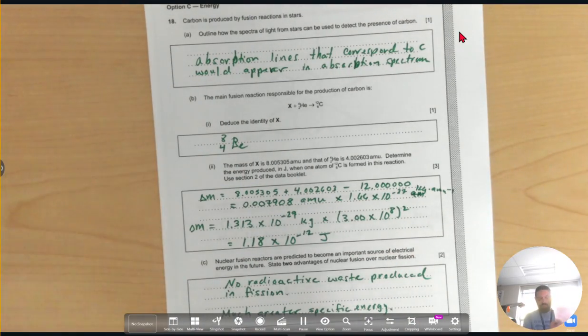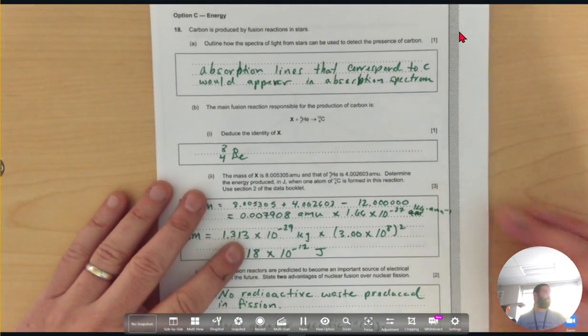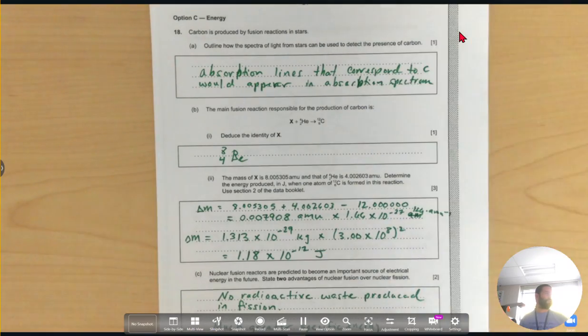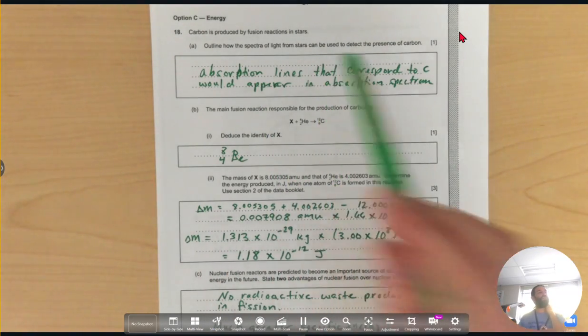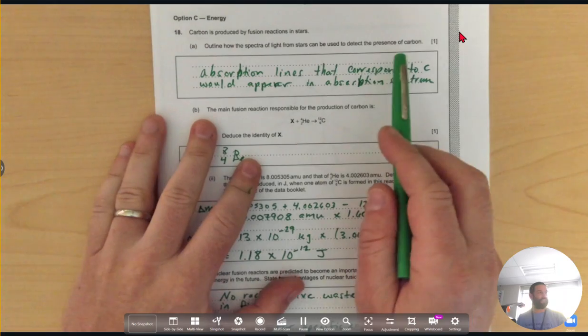All right, on to the actual option. All right, so carbon is produced by fusion reactions in stars. Outline how the spectra of light can be used to detect the presence of carbon.